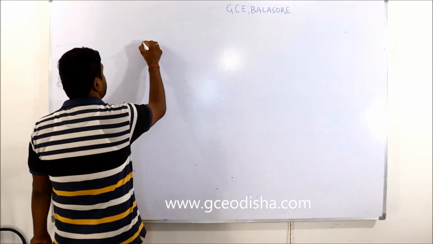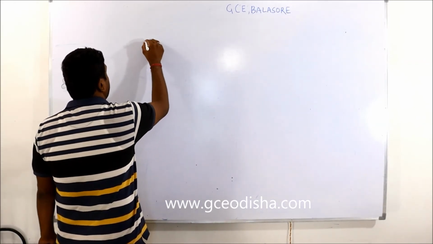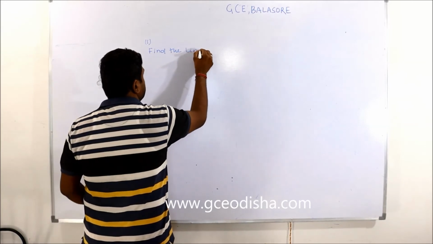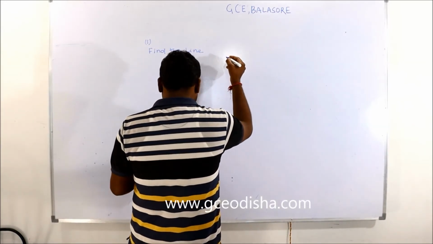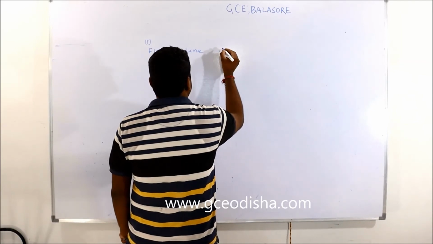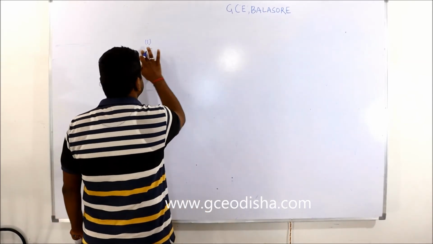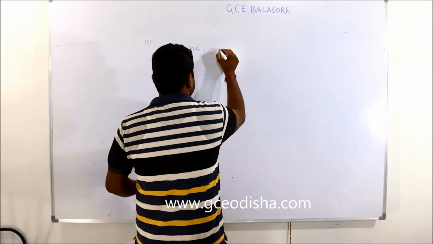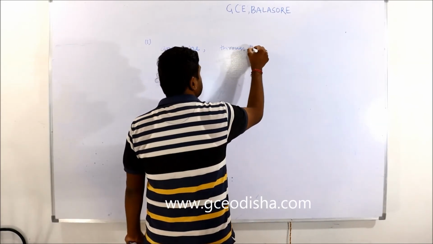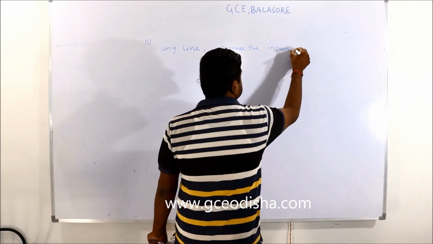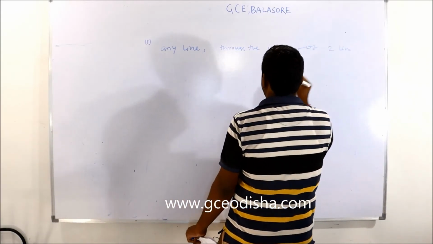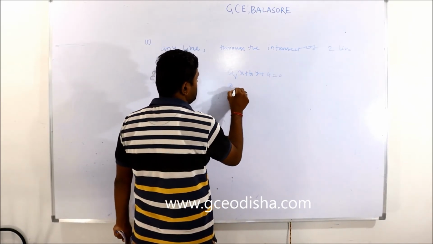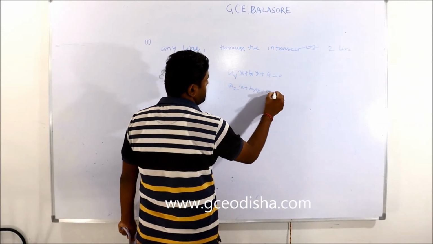Okay, another concept is there. Find any line through the intersection of two lines, like some line is a1x plus b1y plus c1 is 0, another line is a2x plus b2y plus c2 is 0.